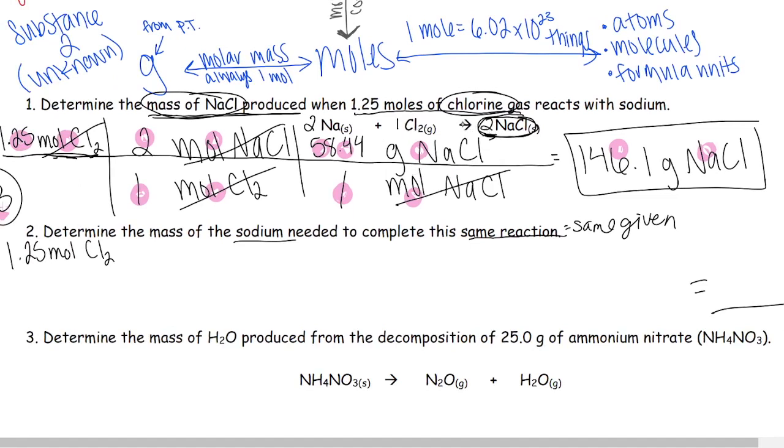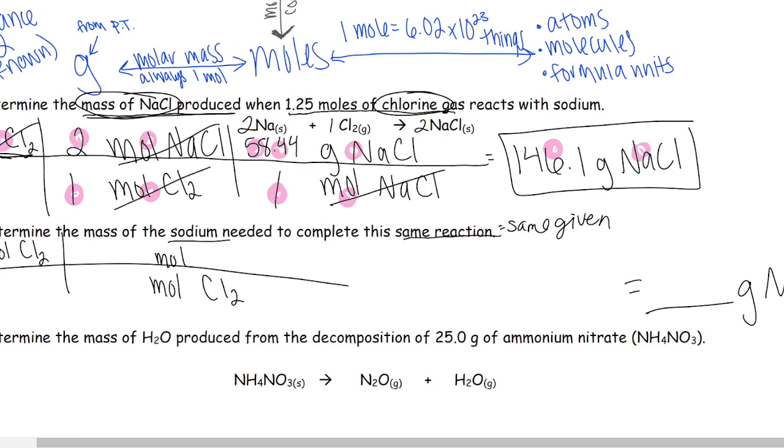My equation is kind of lost in here. I just want to make sure that we can still see it. So it's still the same coefficients, 2, 1, 2. My moles of chlorine would come down to the bottom, and moles of what I'm looking for, sodium, would go to the top.